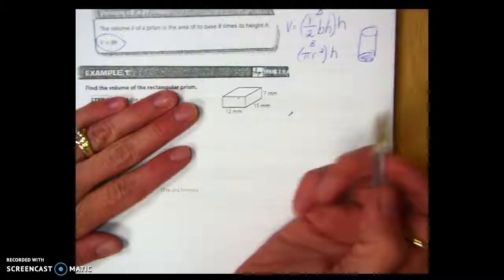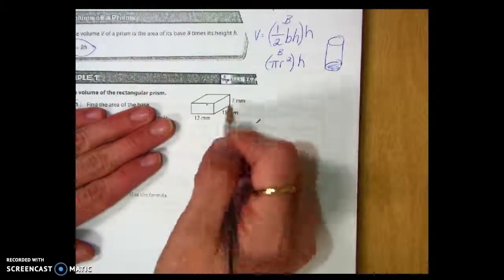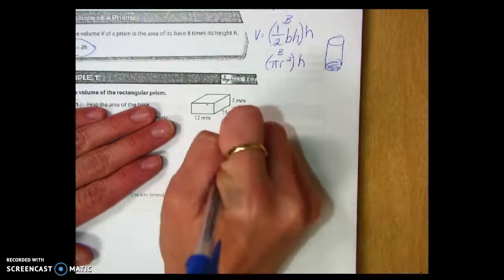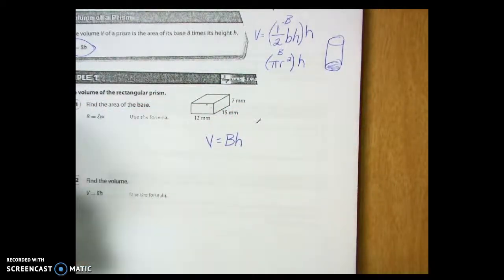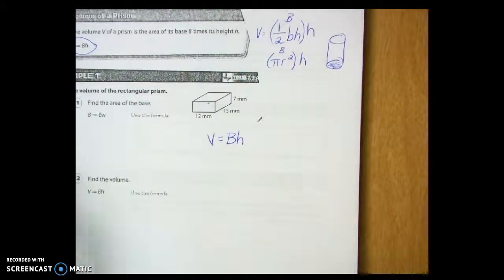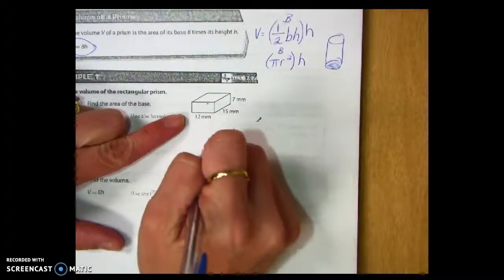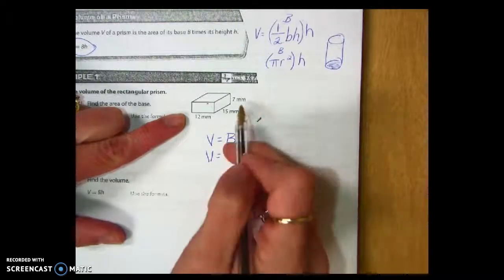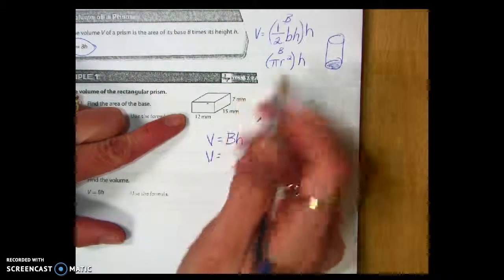So I'm going to just ignore theirs over here. It says to find the volume of this prism. So my math chart tells me that the volume of a prism is area of the base times height. So I'm going to look at what I know. I do not know the volume. I don't know the area of the base yet, but I do know the height of this prism is 7.